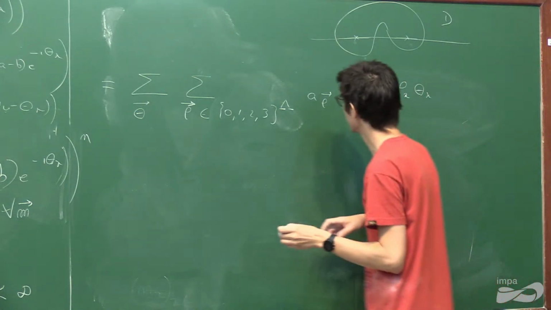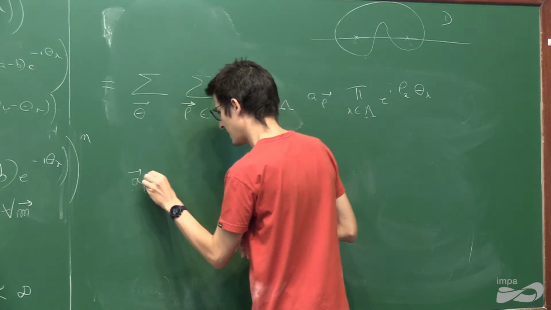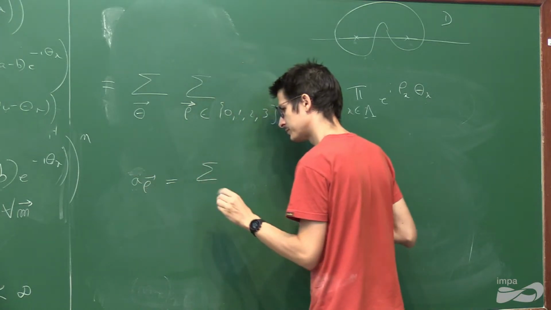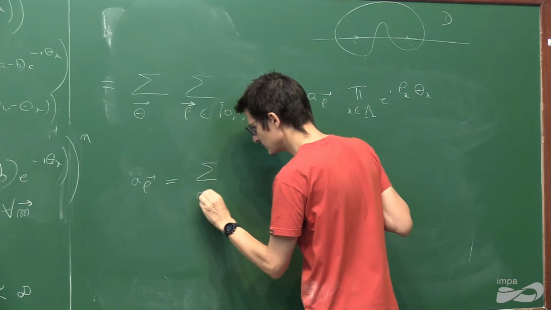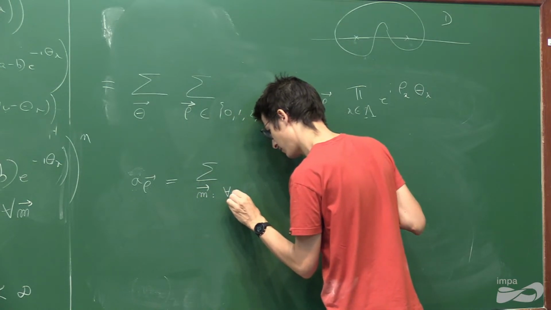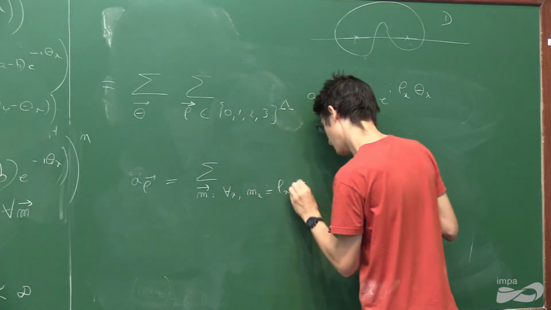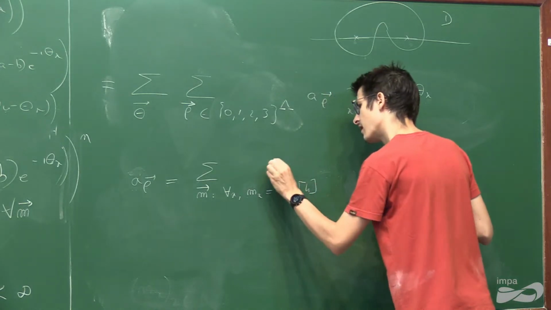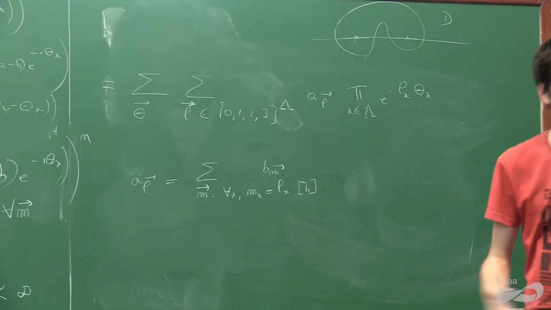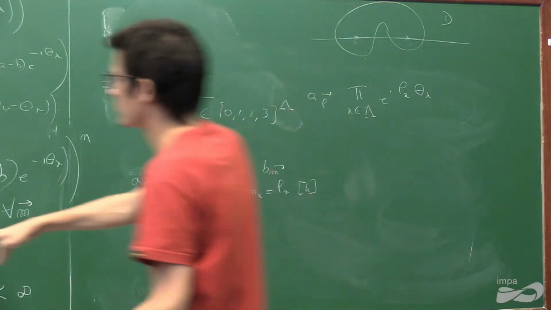Well, here A_ℓ is just the sum over m such that for all x, m_x is equal to ℓ_x modulo 4, of b_m. I'm just putting terms together, putting together terms that correspond to the same polynomial here.